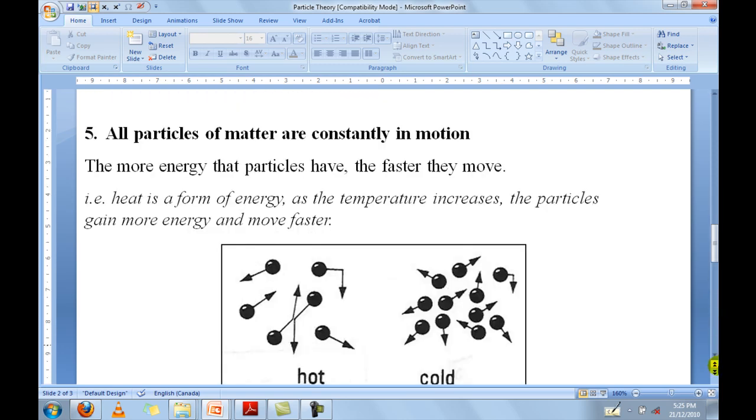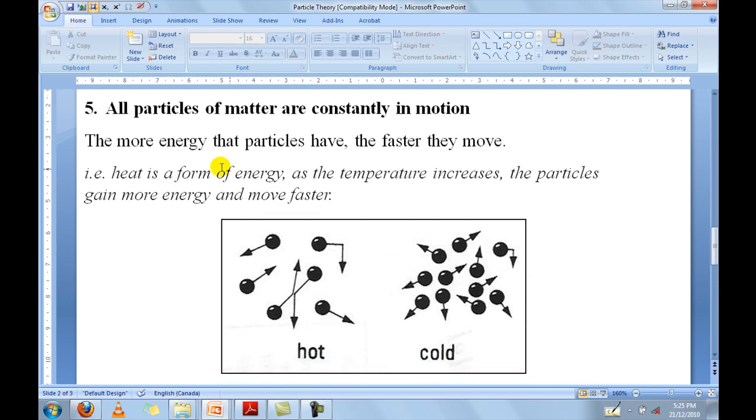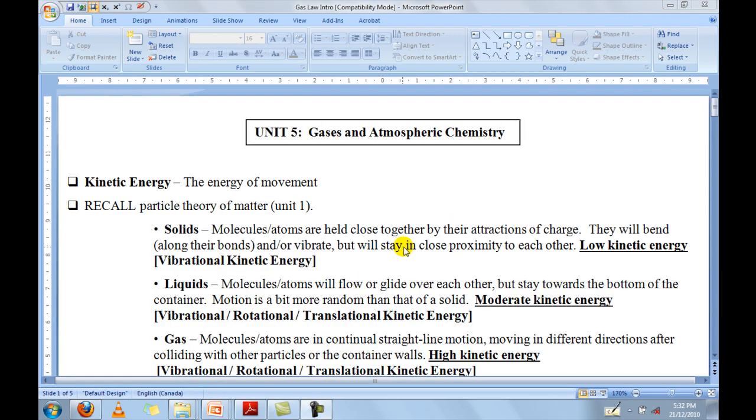Finally, the last point of the particle theory states that all particles of matter are constantly in motion. The more energy that the particles have, the faster they move. So for instance, I've got particles here that have high energy or are very hot. They're going to move very, very quickly. Particles that are very, very cold are going to move very slowly. So with that in mind, let's get started.